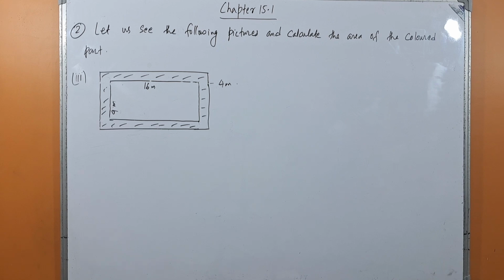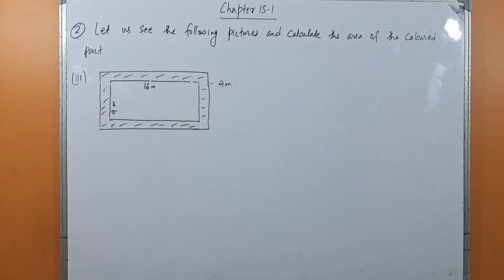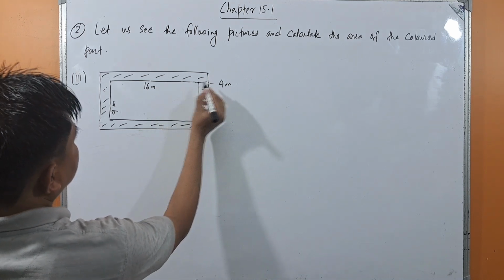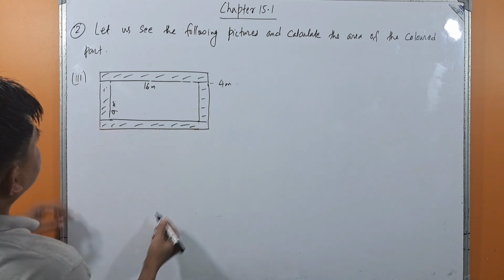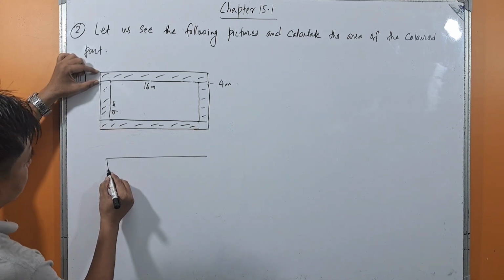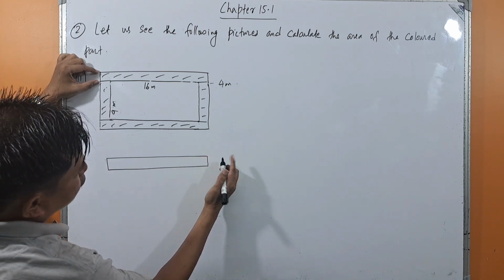Question number 3 of 2. We are asked to calculate the area of this colored part, isn't it? So how do we do this? We simply join these two, okay? This, and we join this also. After that, we can see a long and thin rectangle here on top, isn't it? The breadth of this rectangle is 4 meter, okay?